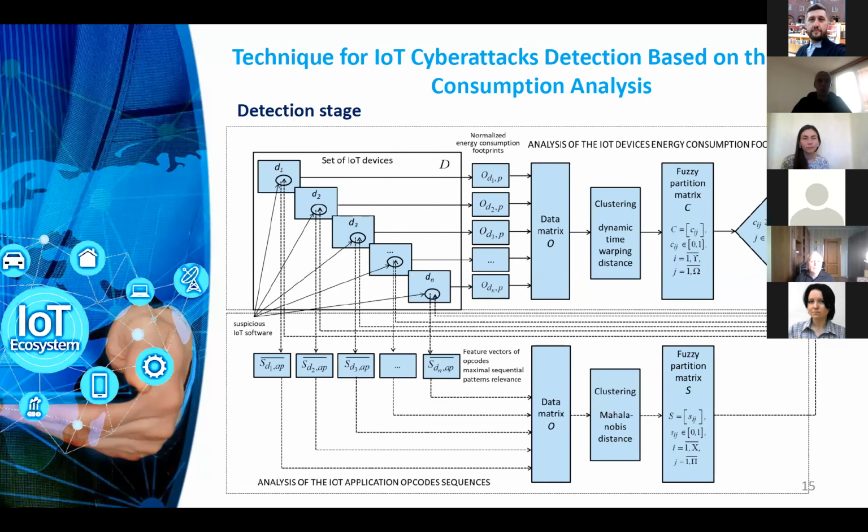With the aim of identifying suspicious programs and their localization, software code sequences analysis is performed. With this aim, maximal sequential patterns of codes mining in the assembly representation of the suspicious binary executable is performed. For the obtained maximal sequential patterns, their relevance is calculated, and feature vectors for the suspicious software are built and analyzed. With the aim to detect IoT cyber attacks, in the proposed approach the semi-supervised fuzzy C-means classifier was applied.